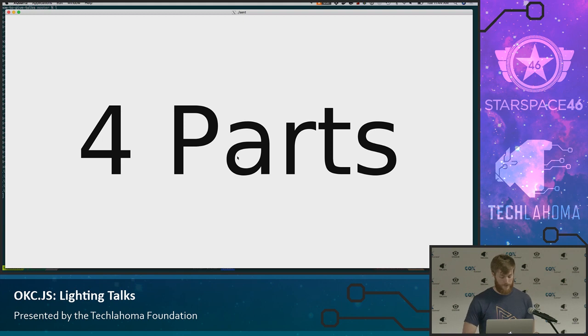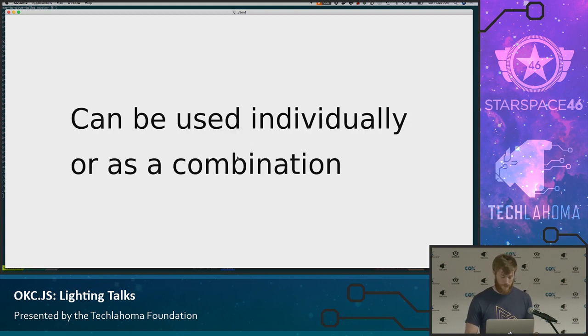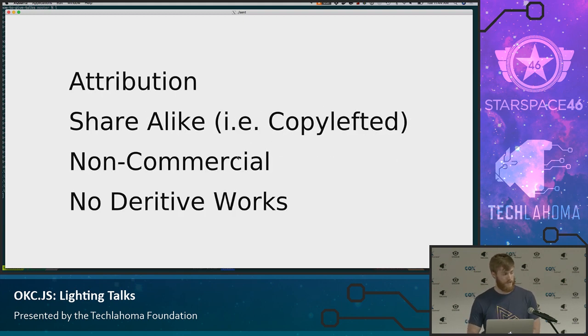There's 4 parts of the Creative Commons, and they can be used individually or as a combination, and those 4 parts are attribution, share alike, non-commercial, and no derivative works. So what these mean are that attribution is where you can require that if someone uses your product and it's under Creative Commons, they have to attribute you. That's it. That would be the lowest. That would be the most permissive thing. Share alike is the same thing as copylefted. That's just how they define it. So if you use this Creative Commons thing to build something that you're building, you have to use Creative Commons.